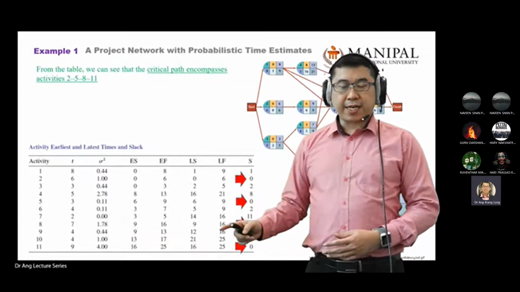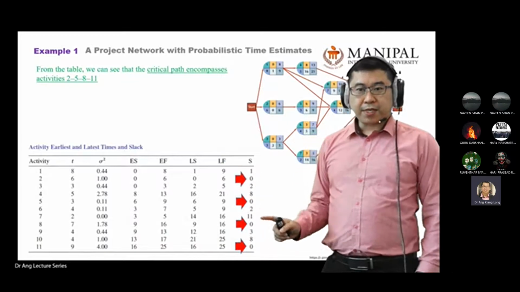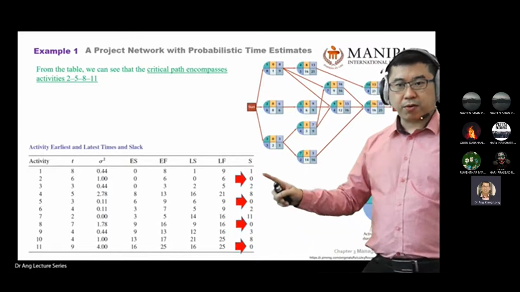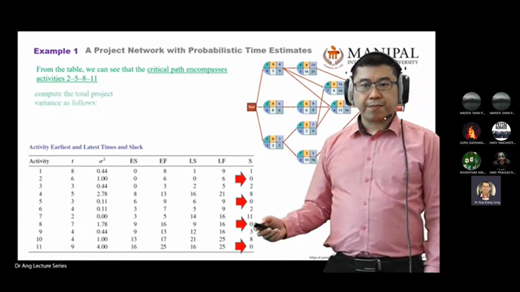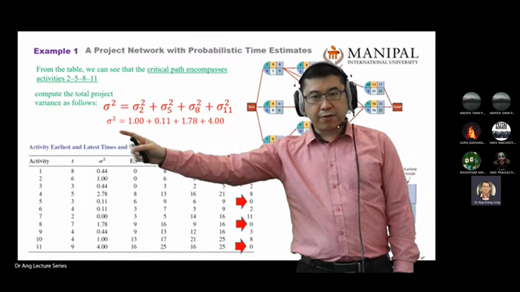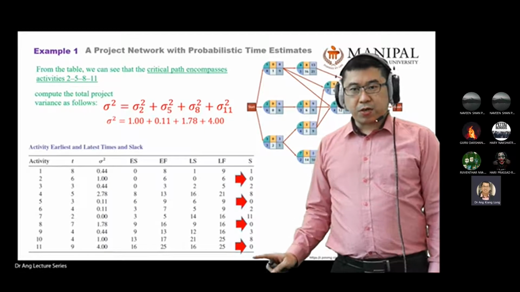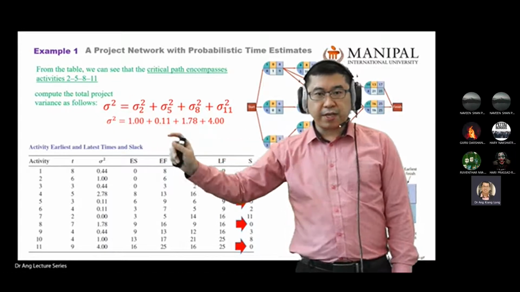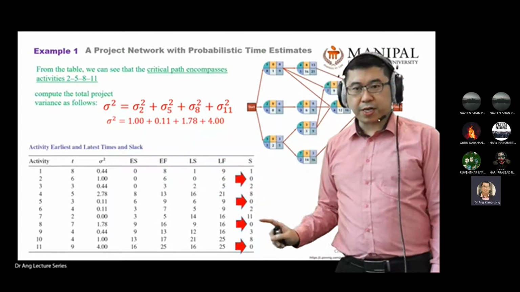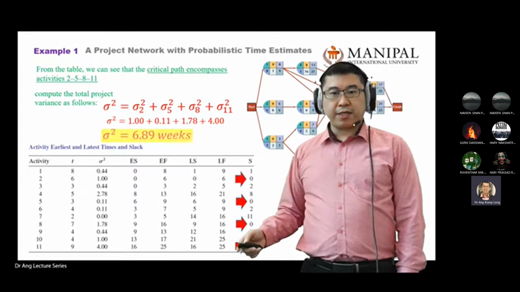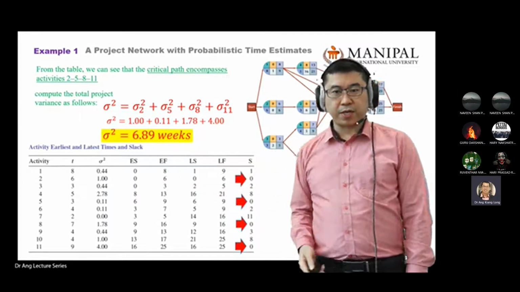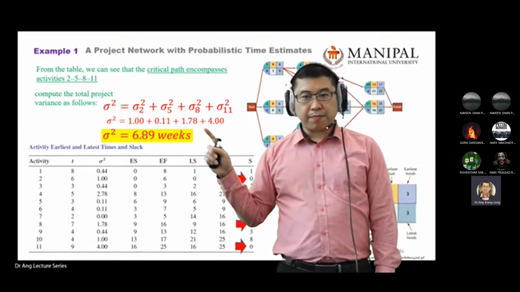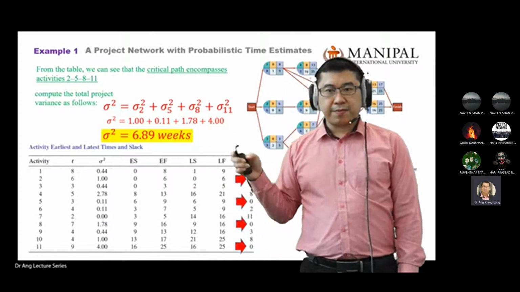Then we also covered what slack time is. From the table, you can find the slack time, or even from the diagram itself, you know how to calculate the slack times. And we also covered that from the slack time alone, you identify the critical activities, and then you find the variance of the total project. You just pick the critical activities' variances and add them together, and you get one value, which is 6.89 weeks. So this is a variance that you should be aware of.